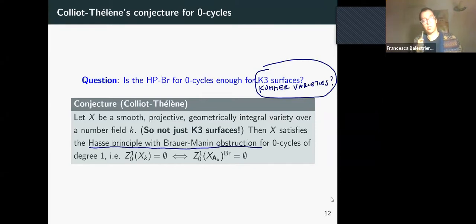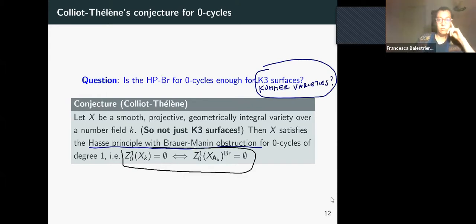The conjecture, I believe, is just made for degree one. And this just means that this equivalence holds. So whenever you have that, this is the set of zero cycles of degree one on X. And whenever this is empty, then this Brauer-Manin set for zero cycles of degree one on X is also empty. Okay, so this is the main conjecture. And again, this is an extremely hard conjecture.